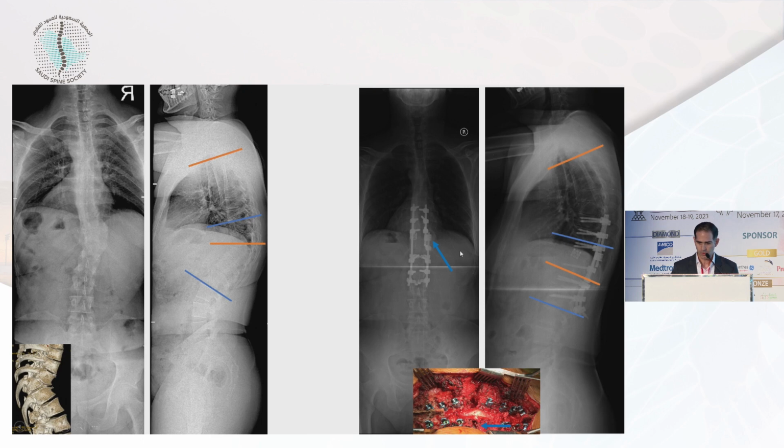This is to show just the restoration also of the thoracic kyphosis. Usually the hyperlordosis decreases and the flattening of the thoracic spine improves with thoracic kyphosis.